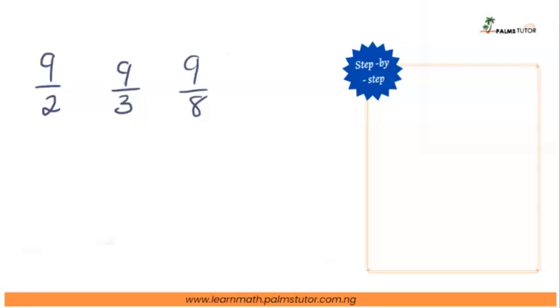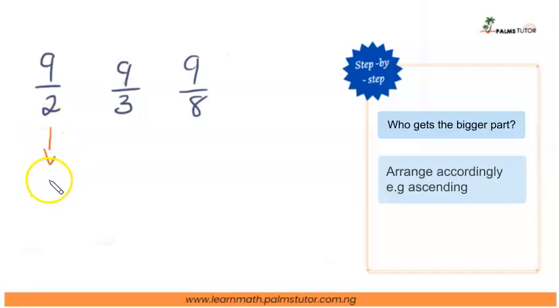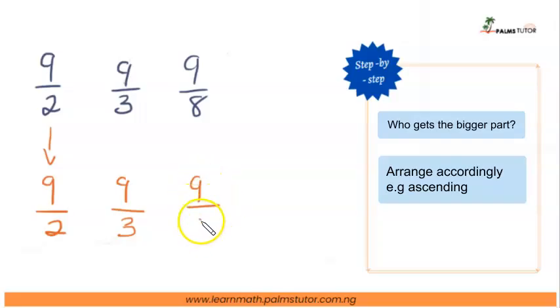So what is it with fractions with the same numerator? The one with the smallest denominator is the biggest. So this is the biggest, 9 over 2, in fact the way it's been arranged, then followed by 9 over 3, then this will be the smallest. And so we can say that this already is in descending order, from the biggest to the smallest.